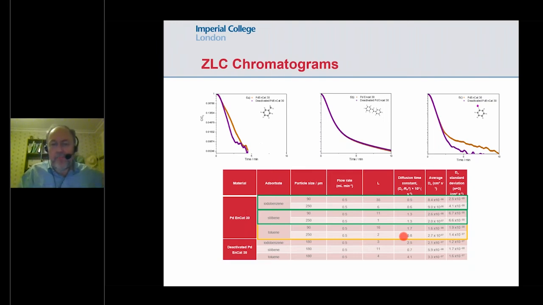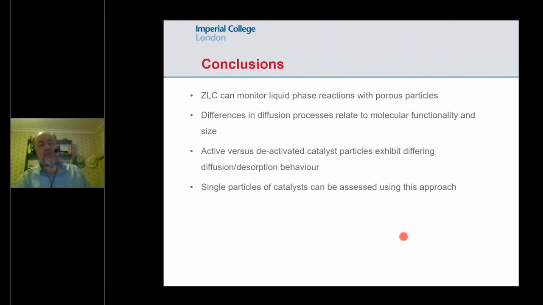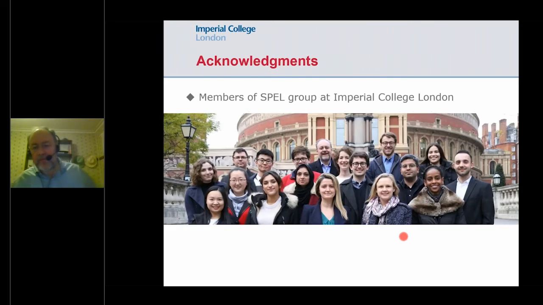It's only a brief introduction to that particular topic, but it gives you some idea of what you can do by using liquid chromatography with porous particles and looking at the rate at which molecules can escape from the porous structures, with constraints, considering also the reactivity of the materials. So ZLC can monitor liquid phase reactions with porous particles. The differences in diffusion processes can be seen to relate to molecular functionality and size. The active versus deactivated catalyst particles exhibit differing diffusion and desorption behavior, and single catalyst particles can be assessed using this approach.